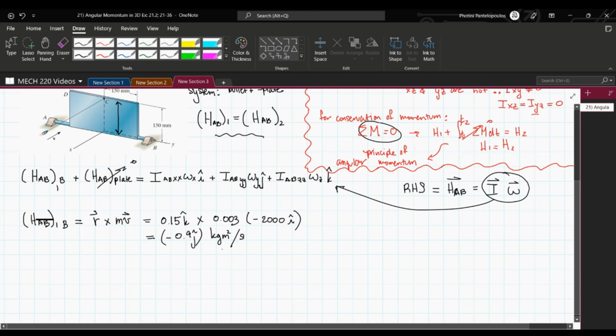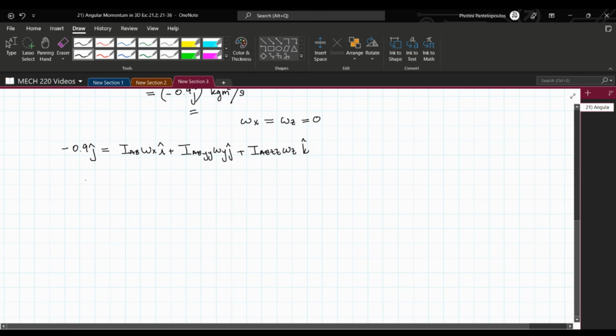Now, if you notice, our left-hand side is only a component in j hat, which means when we take our right-hand side, we can say immediately that the angular velocity at x will be equal to the angular velocity at z, and that will be 0. And if you still don't believe me, I'm going to write it out like this. If you look at this, there are no components in i hat or k hat on the left-hand side. So essentially, this equation is the same thing as saying this.